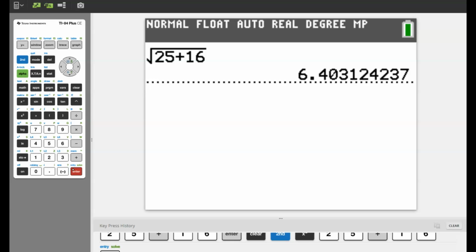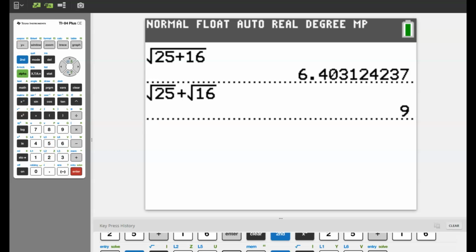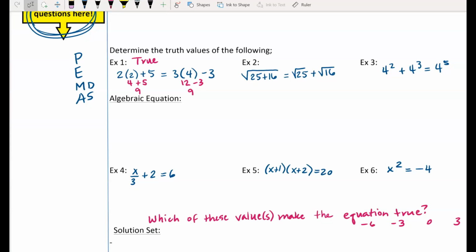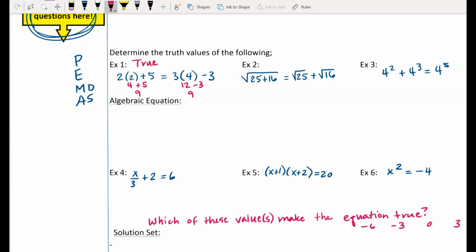I want to know, is that the same thing as taking the square root of 25 and then adding that to the separate square root of 16 answer, and clearly those are not the same number. So that tells us that this number sentence is false.